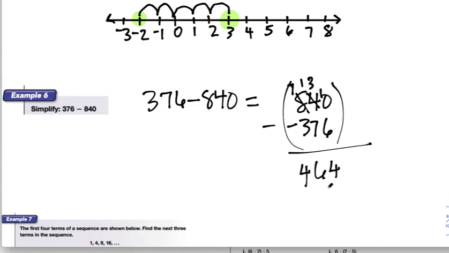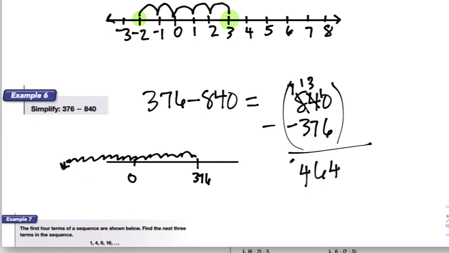All right, so when I subtract with my borrowing, I get 464. But if I'm thinking about this in terms of the number line, I recognize that this 464 would have to be negative. Think about it. I'm here at 376. Zero's somewhere here. I'm going to go back 840 places. I'm going to end up somewhere with a negative number, and that negative number will be negative 464. So my answer to this is negative 464.